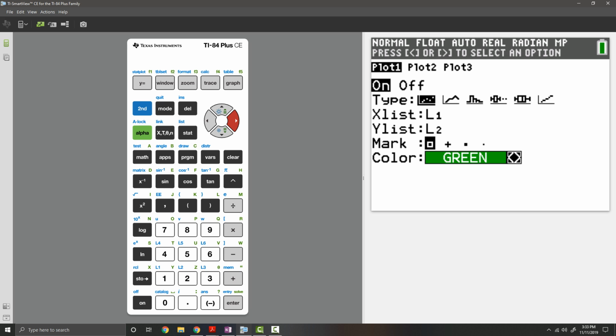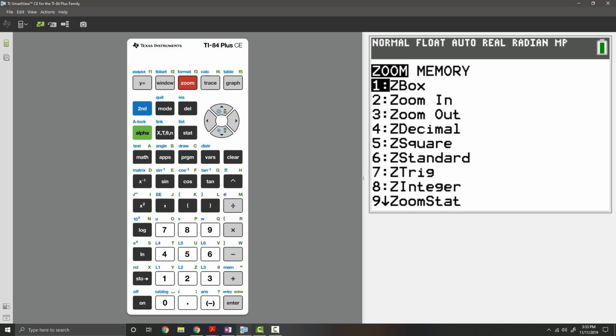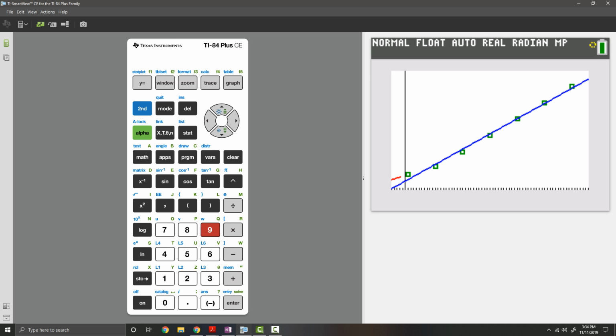So if I hit zoom, let's try zoom stat, option 9. That should give me a good fit. Here, we can see a nice diagram between the scatter plot, which is the green points, and the blue function and the red function, right? And then what we were doing is trying to find f of 77 and g of 77, right? We can find that pretty quickly with the calculator.